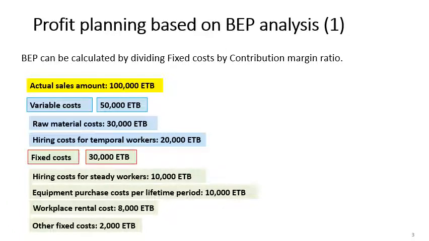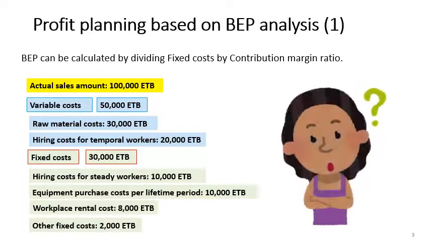Because raw material costs and hiring costs for temporary workers can vary according to production and sales volume, while steady worker hiring costs and workplace rental costs can maintain the same amount regardless of the production and sales volume. In this case, how much is the break-even point sales amount, and how much sales amount is required when targeted monthly profit is 30,000 bulls?